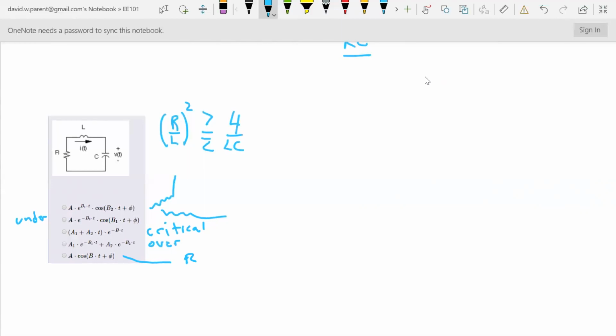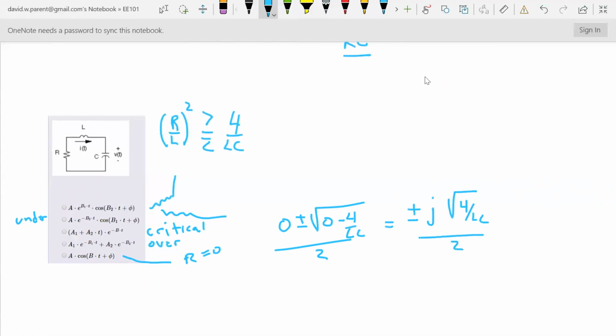This doesn't really have a name, but in this case, if R equals 0. So if R equals 0, we have 0 plus or minus the square root of 0 minus 4LC, divided by 2. We get plus or minus j square root of 4LC divided by 2. That's two purely imaginary numbers. Those two purely imaginary numbers make it oscillate.